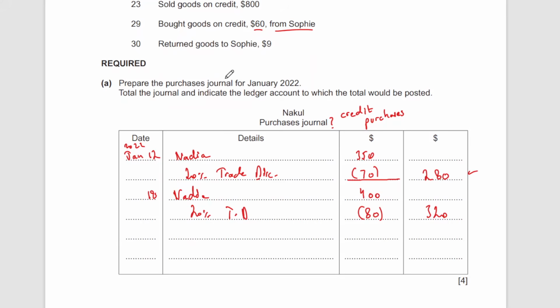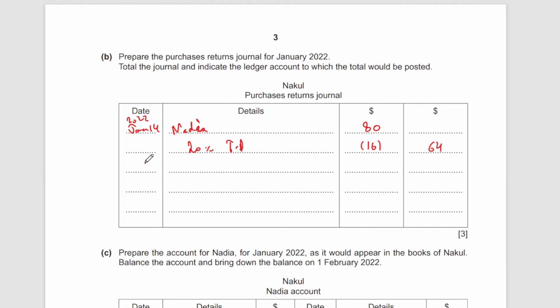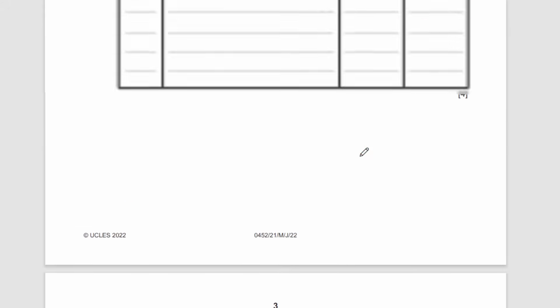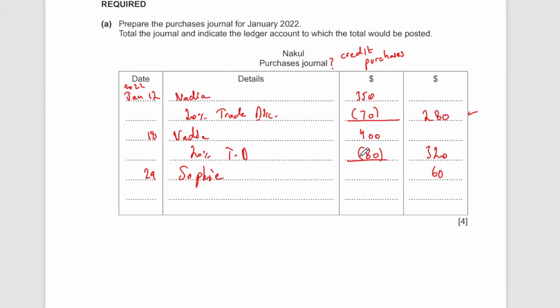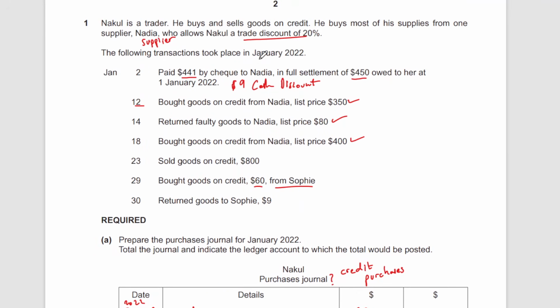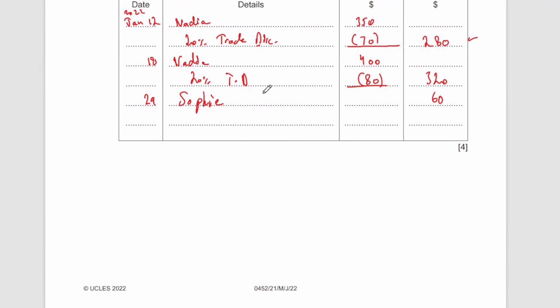So we bought goods on credit, $60 from Sophie on 29th, right? Sophie, and we just write the amount, $60. Return goods to Sophie on 30th, for $9. Okay. A very simple question, really. Okay, that's the opening balance. Probably they will ask us to make a Nadia account later on. We'll deal with that.